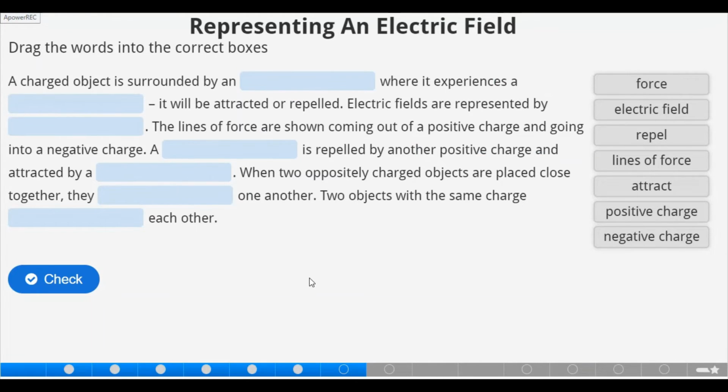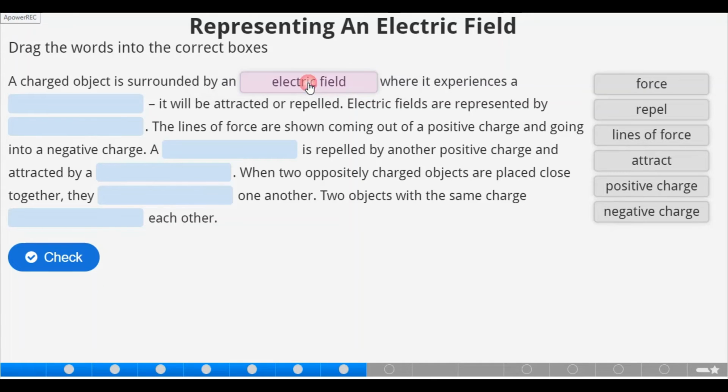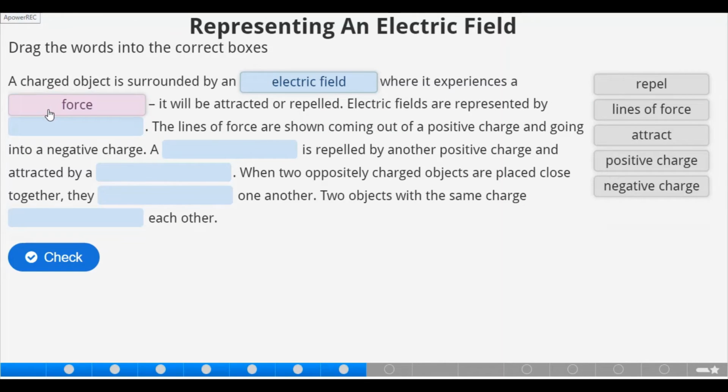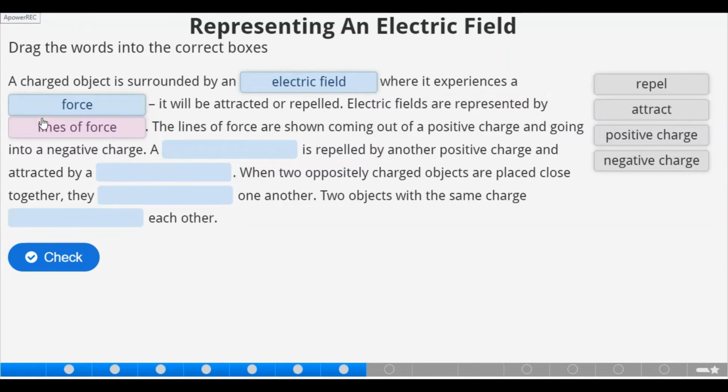Now, how do we represent an electric field? You have to drag the words into the correct boxes. A charged object is surrounded by an electric field where it experiences a force. That is, it will be attracted or repelled. Electric fields are represented by lines of force. The lines of force are shown coming out of a positive charge and going into a negative charge.